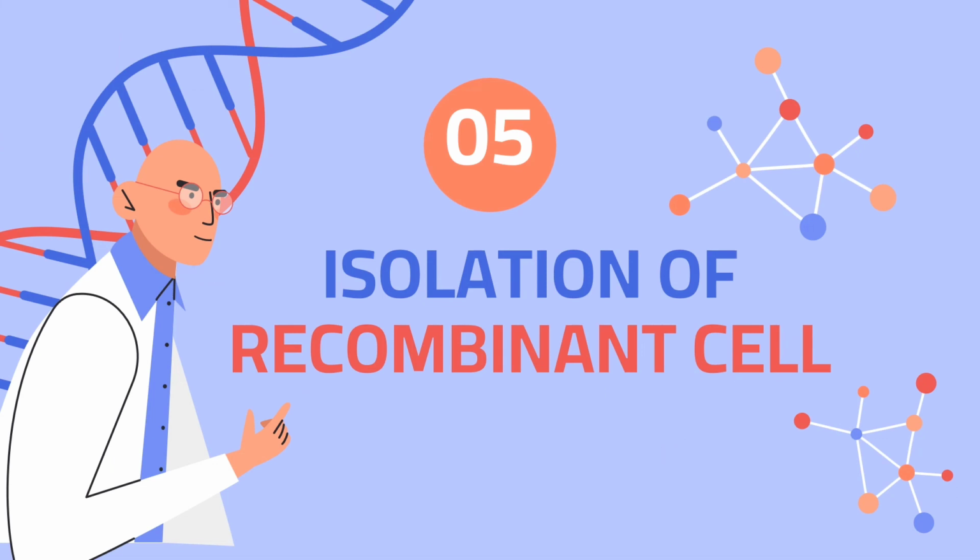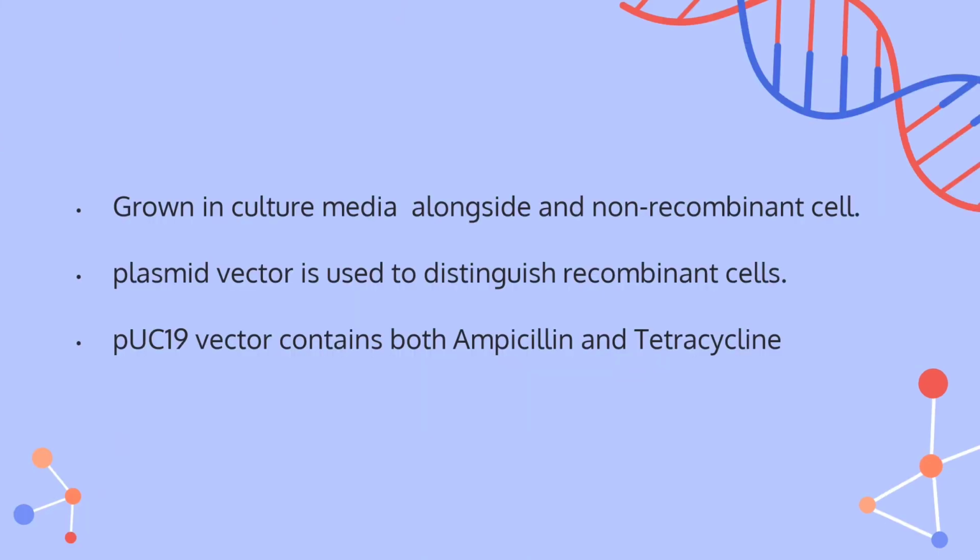Okay, the last step is isolation of recombinant cells. In culture media, recombinant host cells are grown alongside non-recombinant host cells, with the latter multiplying as the recombinant cell is grown. A marker gene on a plasmid vector is used to distinguish recombinant cells from non-recombinant cells. It provides a platform to make recombinant cells that are sensitive to ampicillin.